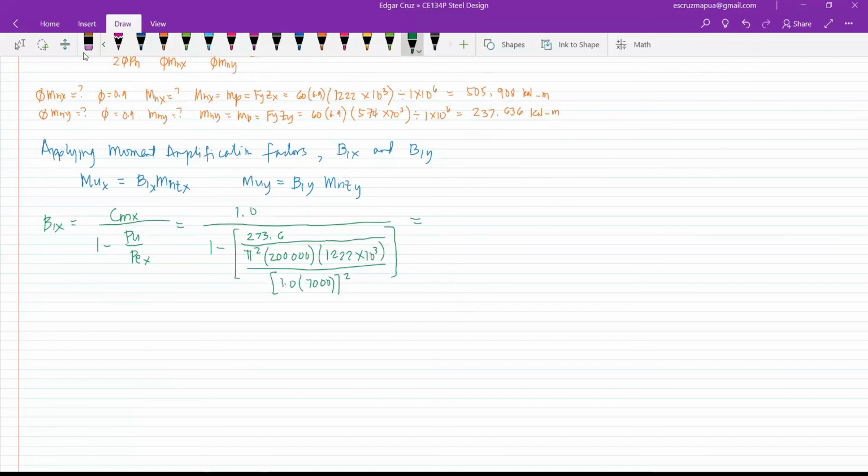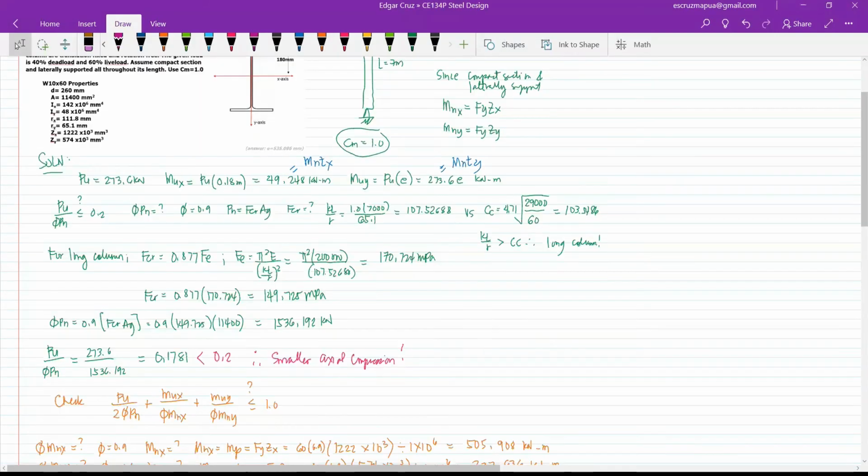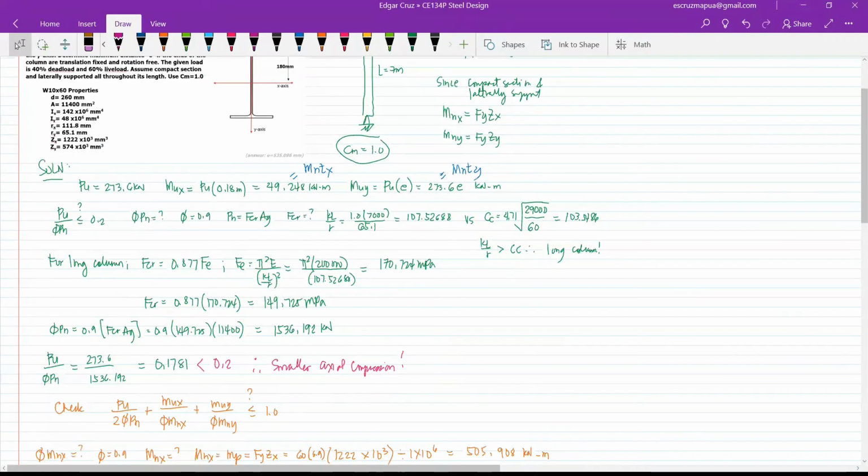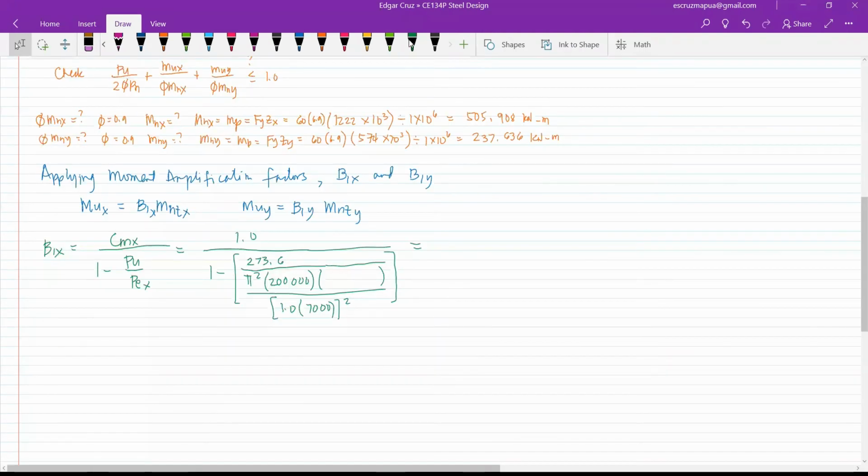Sir, mali po ata yung value ng IX. IX. Sorry, ZX pala yun. Sorry. So let me correct the IX. So the IX is 142 million. Thank you for that. So 142 times 10 to the 6.